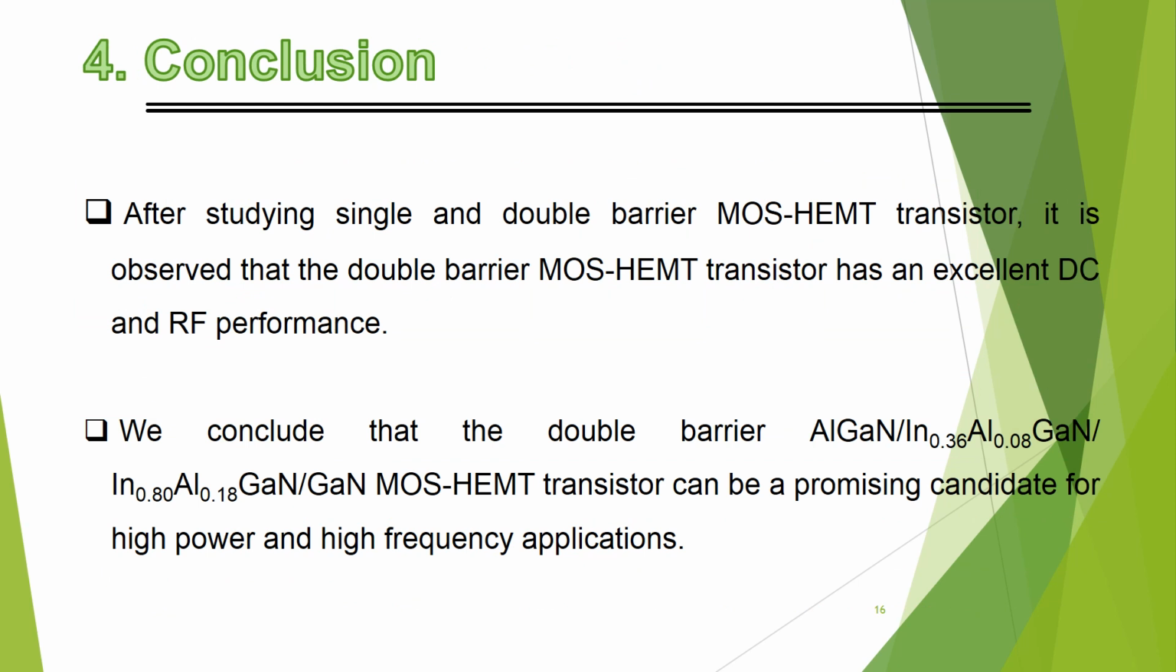After studying the single and double barrier MOSHEMT transistors, it is observed that the double barrier MOSHEMT transistor has excellent DC and RF performance. We conclude that the double barrier GaN MOSHEMT transistor can be a promising candidate for high power and high frequency applications.